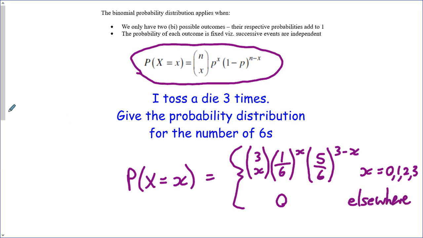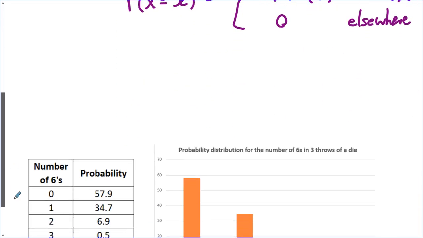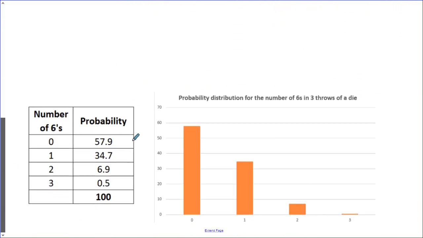And now what I've done down here is I've worked out that probability distribution. So the probability of getting 0 6s, just about 58%. Probability of getting 1 6, probability of getting 2 6s. The probability of getting 3 6s, half a percent. You add all those up, and not surprisingly, you get 100%. Here I've got a graph of that probability distribution. So this is called a probability distribution. It's the way that the probabilities are distributed or shared for an event or a series of events.